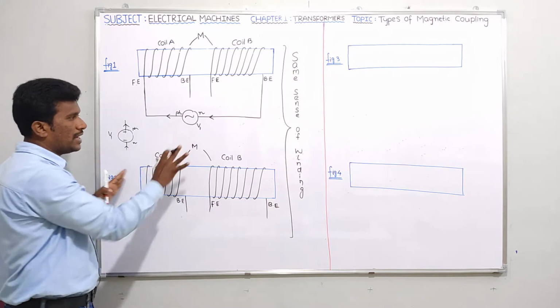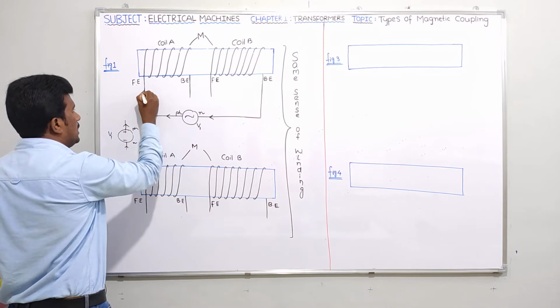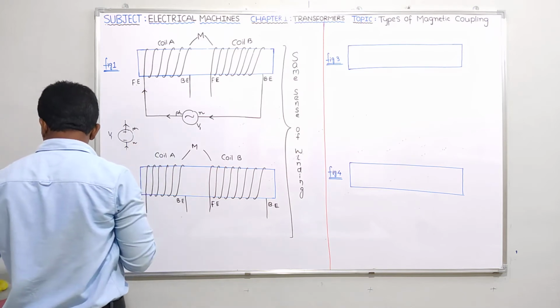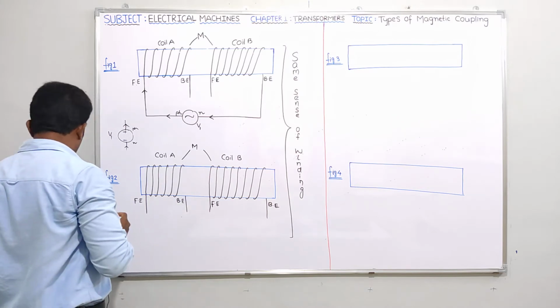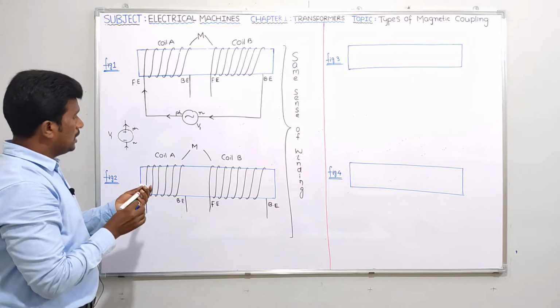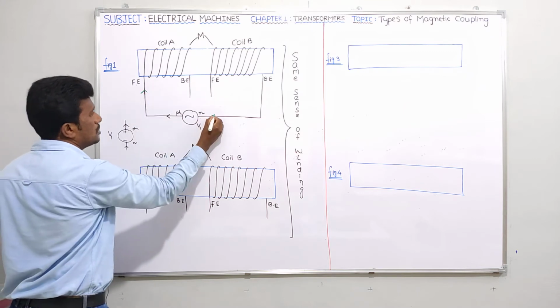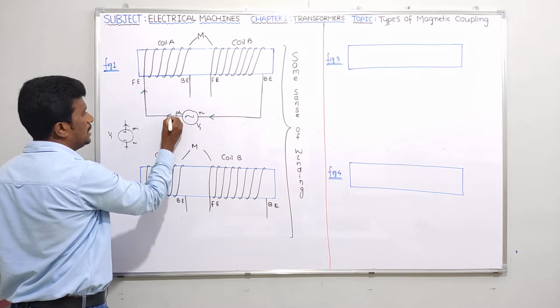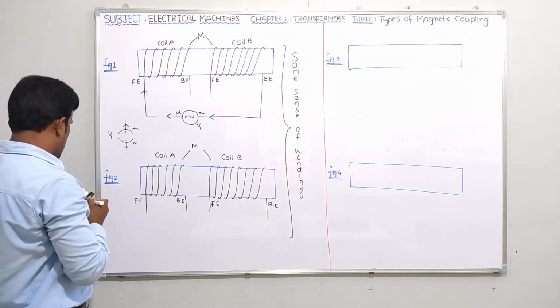This is the direction of current for this figure. Yes, current is entering here. Let me use a different color so that you will have some clarity. Yes. The direction of current is this one. This arrow mark indicates the direction of current. Now tell me guys, everybody on the board.